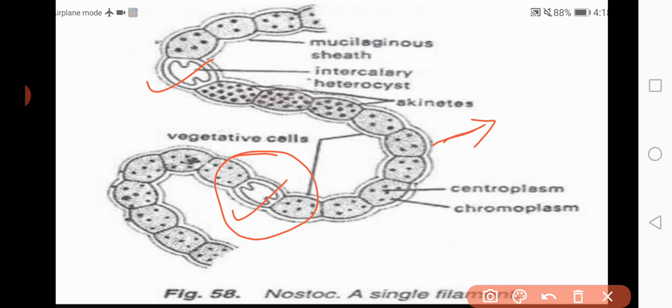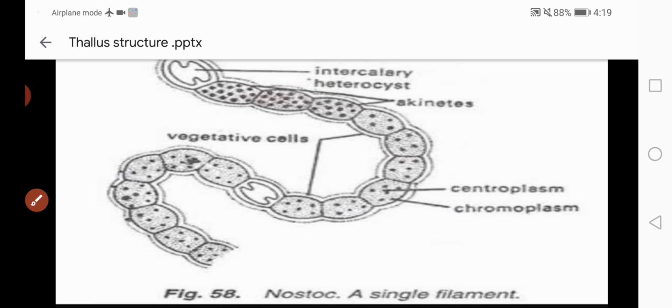Okay. Now, along with the heterocyst, the thallus of Nostoc also contains akinetes. Akinetes are thick-walled cells present in the filament of Nostoc, and they store plenty of reserve food materials. Am I clear? So these are about the thallus structure of Nostoc.